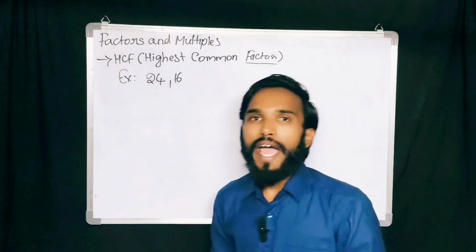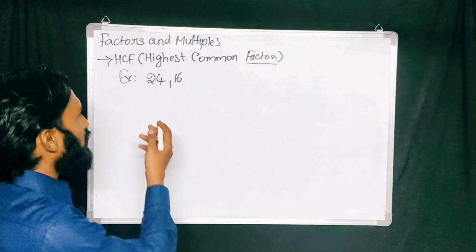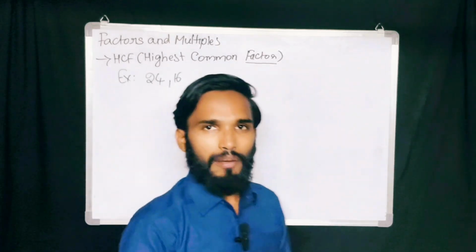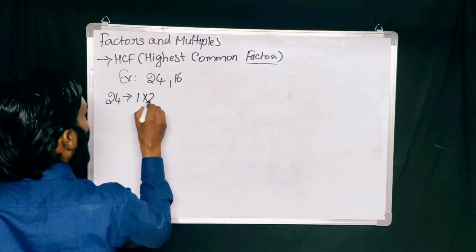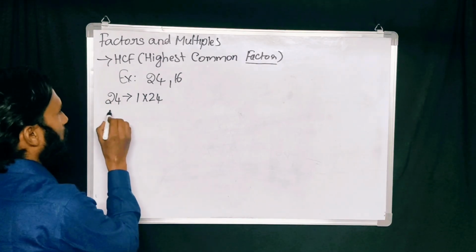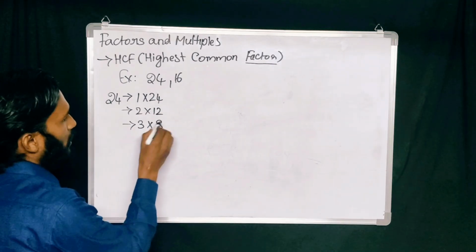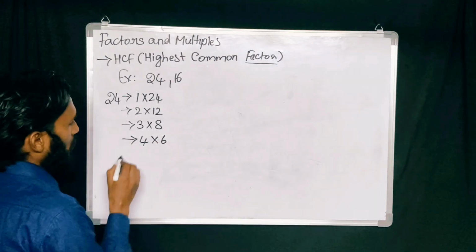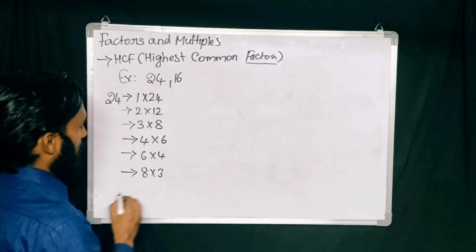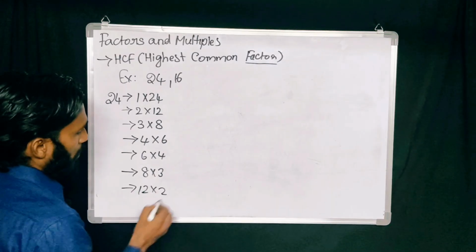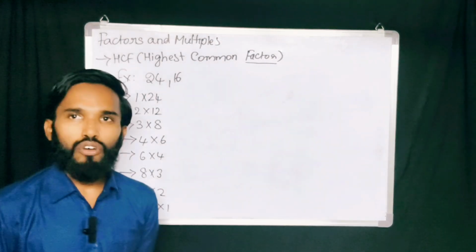First find out the factors of both numbers, 24 and 16. Factors are the tables in which these numbers come. We know in which tables 24 comes. 24 comes in the 1 table 24 times, in the 2 table 12 times, in the 3 table 8 times, in the 4 table 6 times, in the 6 table 4 times, in the 8 table 3 times, in the 12 table 2 times, and the last one is 24 into 1. These are the factors of 24.